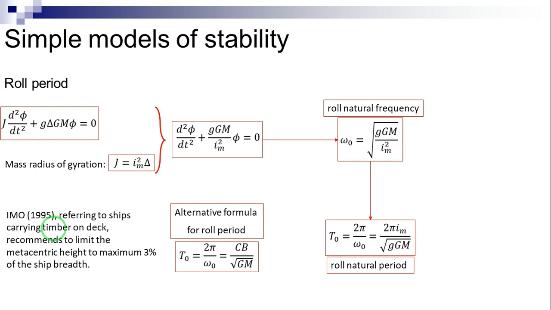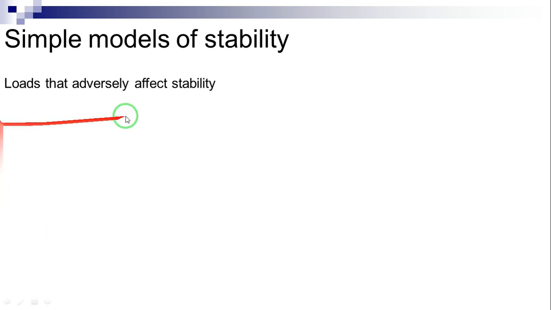Anti-roll tanks operate on the principle of automatic shifting of liquids from side to side out of phase with the ship's rolling. The liquids present a free surface effect problem which must be taken into account when evaluating a ship's stability. Loads that adversely affect stability.